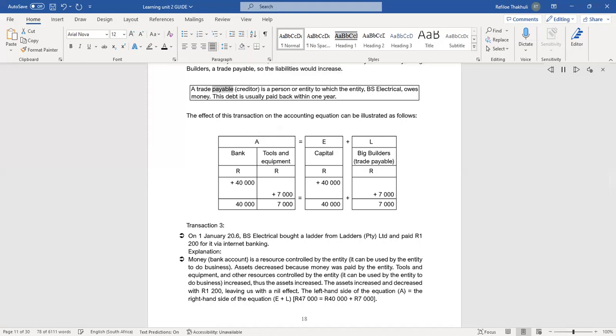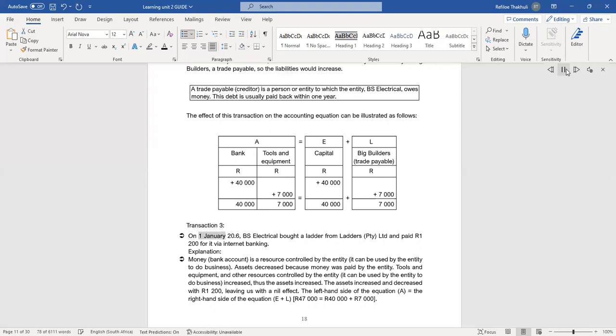A trade payable, creditor, is a person or entity to which the entity, BS Electrical, owes money. This debt is usually paid back within 1 year. The effect of this transaction on the accounting equation can be illustrated as follows. A equals... Transaction 3.